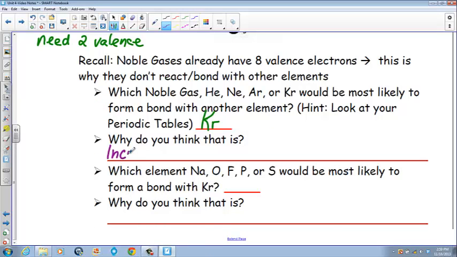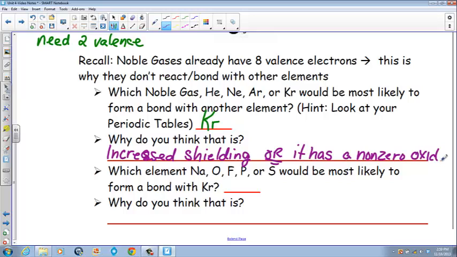So increased shielding. And also it has a non-zero oxidation number. And I abbreviated that. So this is oxidation number right here.